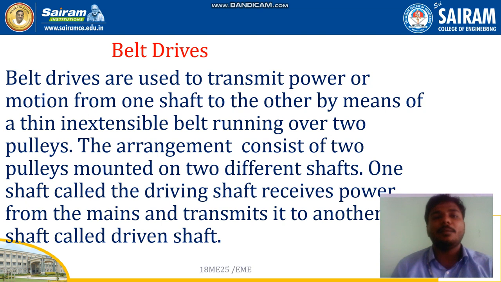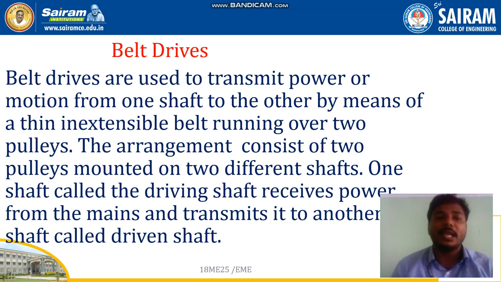The belt drive arrangement consists of two pulleys mounted on two different shafts. The first shaft, which we call the driving shaft, receives the power from the main source, and that power will be transmitted to the other shaft. That other shaft we call the driven shaft.